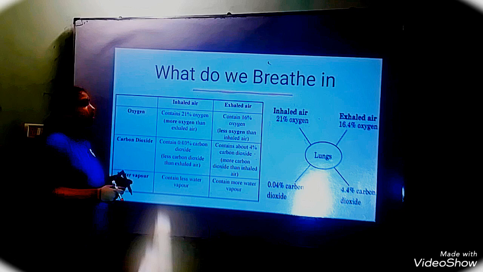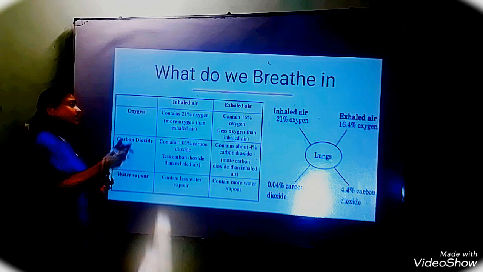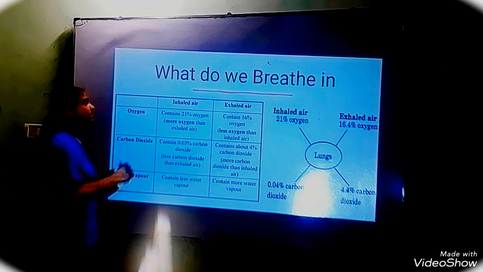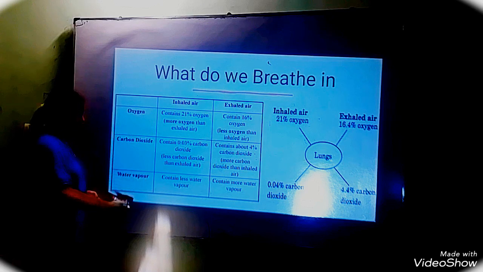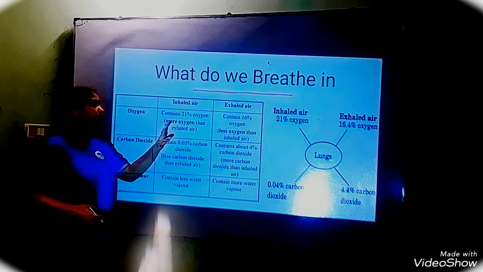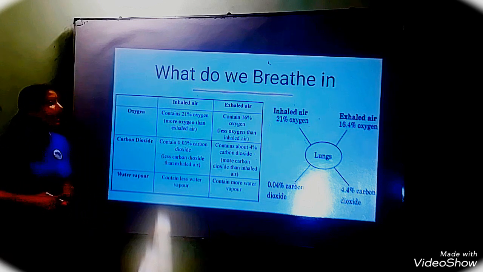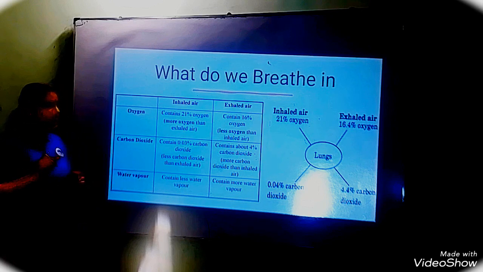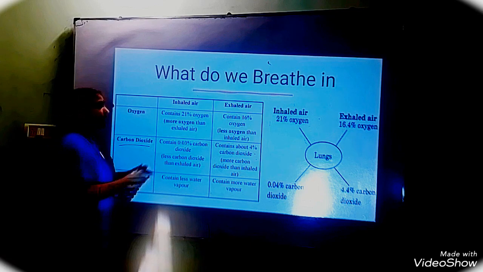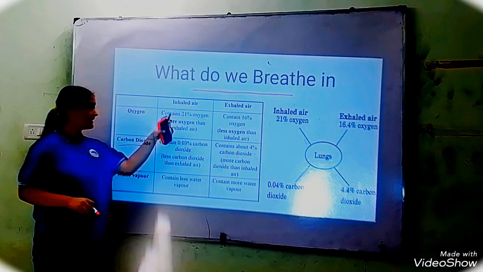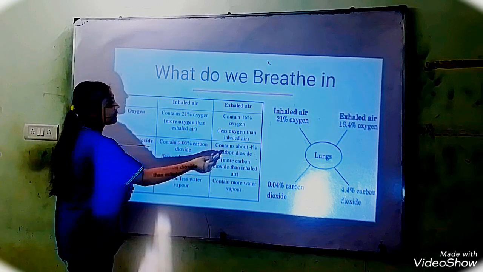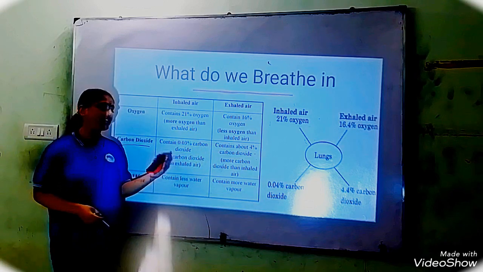Let us try to understand what we breathe in and out. Here we can see that there are three components of air given: first, oxygen; second, carbon dioxide; and third, water. Inhaled air contains 21% oxygen, which is more oxygen than exhaled air, and exhaled air contains only 16% oxygen, which is less than inhaled air. Inhaled air contains 0.03% carbon dioxide, which is less than exhaled air. Exhaled air contains about 4% carbon dioxide, which is more than inhaled air.